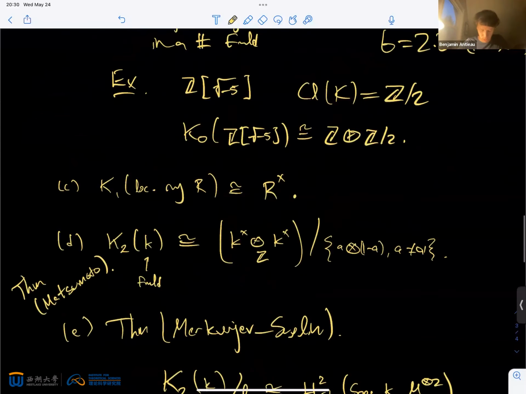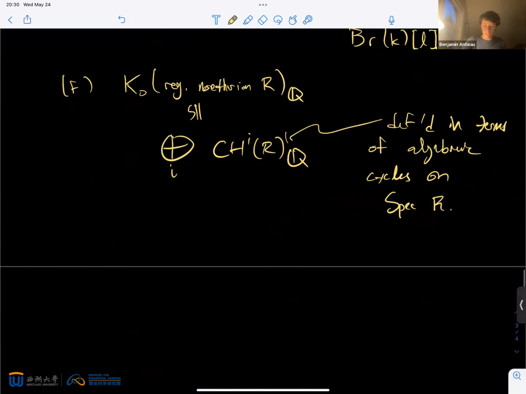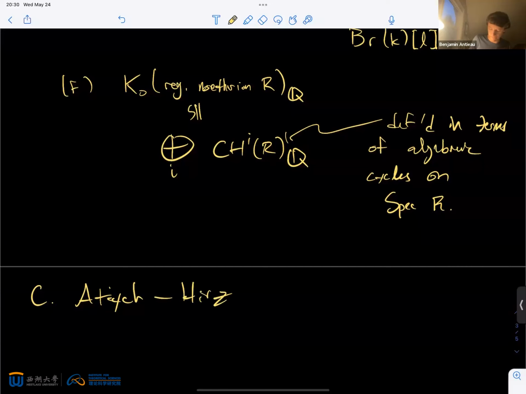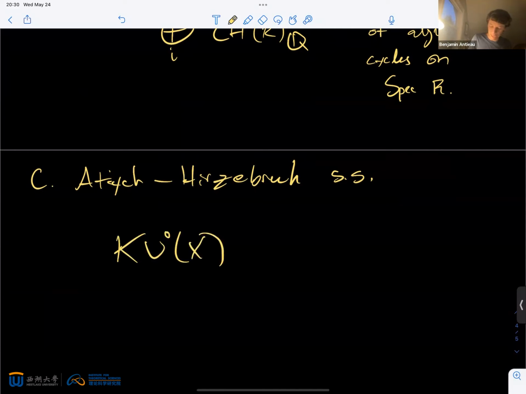Okay, this is an important theme of the talk, so let me just go through it rapidly. C, let me just mention the Antieau-Herzebruch spectral sequence. The idea is that I can take a topological space X, and I can define KU^0 of X, which is the same construction.